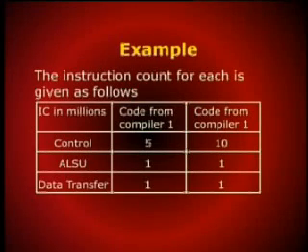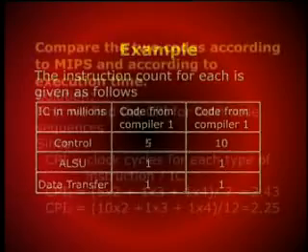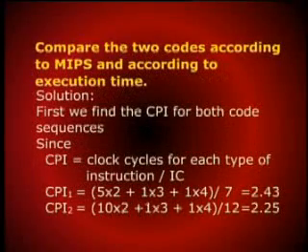Whereas in the case of code from compiler 2, the number of control instructions are 10 million, ALU 1, and data transfer 1. So if we compare the two codes according to MIPS and according to execution time, first we find the CPI for both code sequences. The CPI for the first code as calculated would be 5 multiplied by 2 plus 1 multiplied by 3 plus 1 multiplied by 4, and since the total instruction count is 7, we divide it by 7, and this gives us an average CPI for the first program as 2.43.